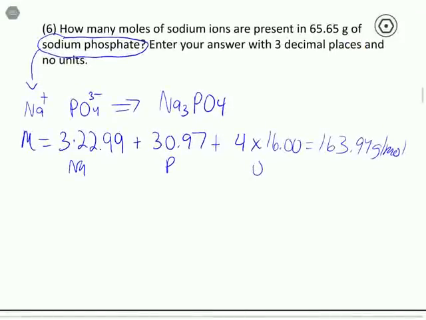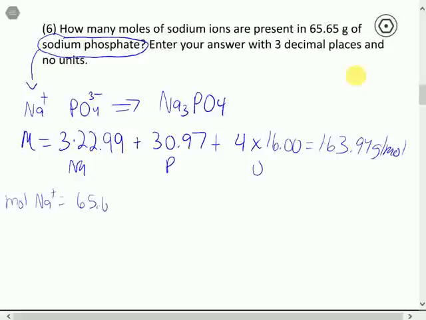Now we're ready to go to town. So always read closely what the problem is asking you for. We're not looking for just moles of sodium phosphate. We're looking for moles of sodium ions. So the moles of Na+, we have 65.65 grams of sodium phosphate. We want to convert that into moles, so 1 mole of sodium phosphate has a mass of 163.94 grams.